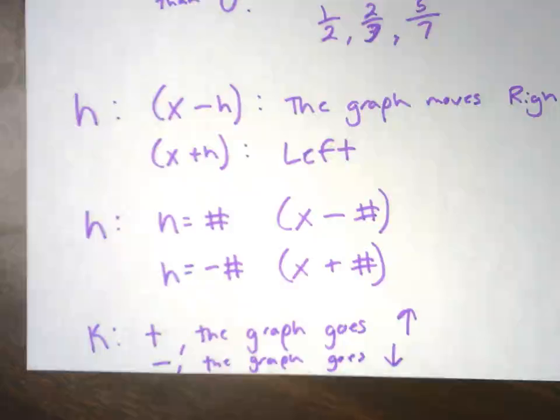Again, A, H, and K. Those are the three main things. You got to know what each of those mean. But I'm going to look at some examples here in a second, so stay with me. And again, go back and rewatch this video again and again and again until you understand what A, H, and K do.